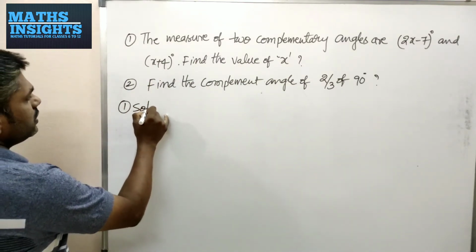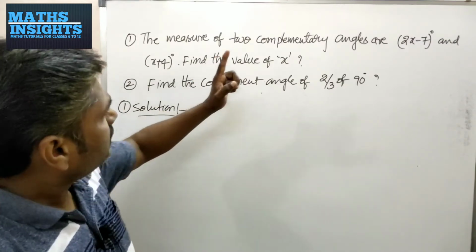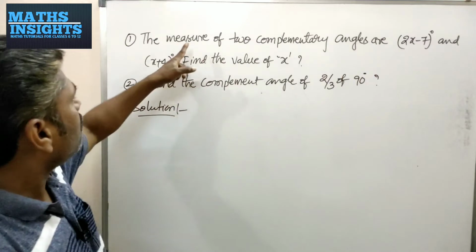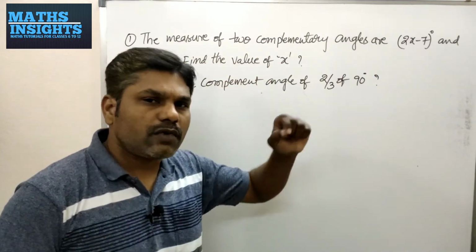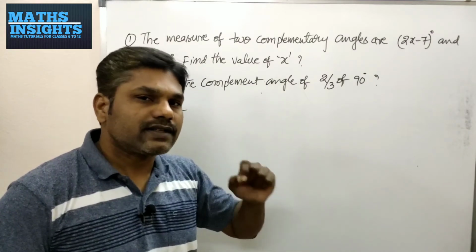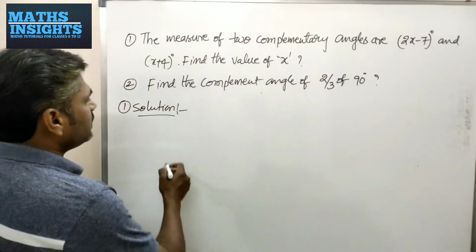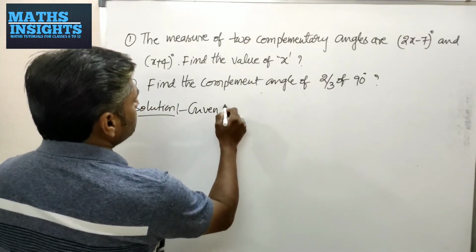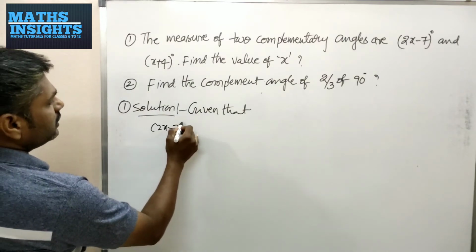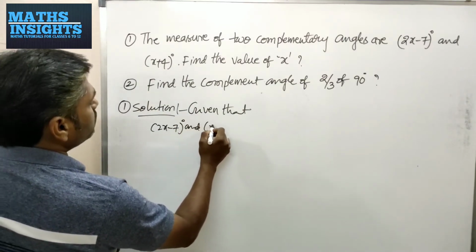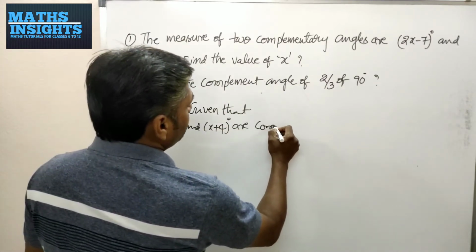Okay, solution. They clearly said that the given two angles are complementary angles. Complementary means, as you discussed, that if the sum of two angles is 90 degrees, then those are said to be complementary angles. Given that, you may write, given that, 2x minus 7 and x plus 4 are complementary angles.